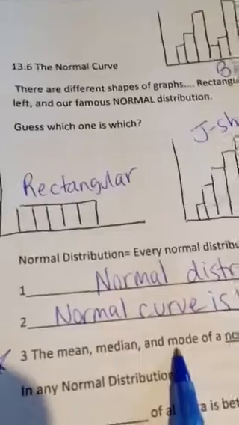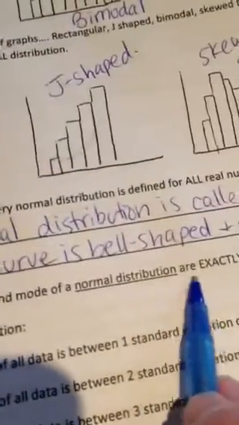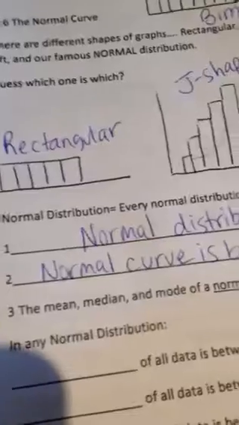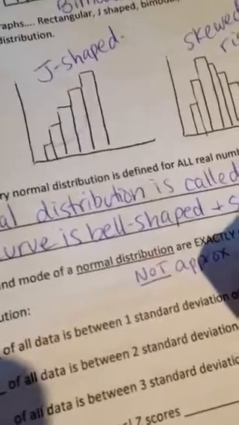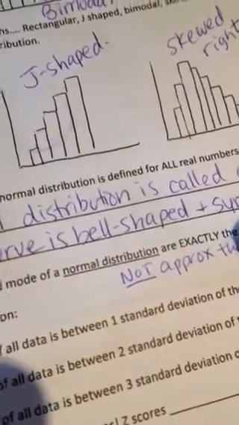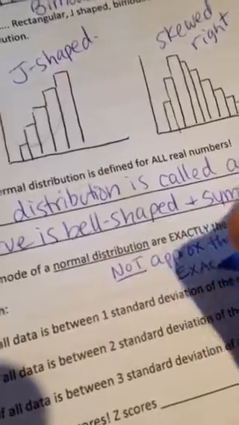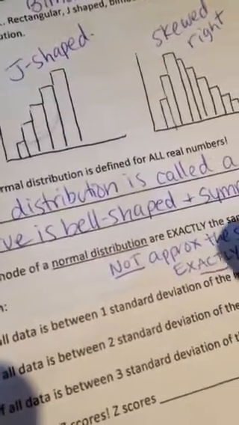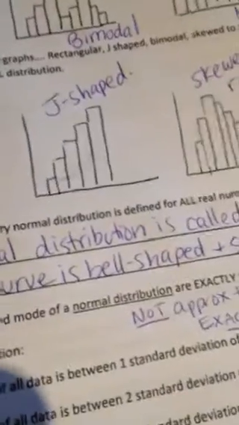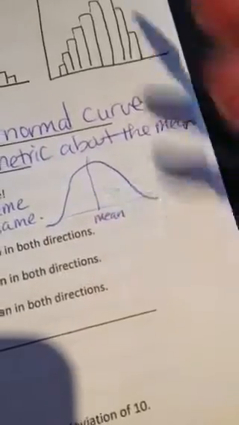So star number 3: the mean, median, and mode, if it's a normal distribution, are exactly the same number. Put in your notes, it's not approximately the same. It's exactly the same. That's different. So it's not pretty close, it's exactly the same. So that kind of comes up on your quiz. So not only is the mean right in the middle of a normal distribution, but the mean, median, and mode are all the same number, and they're right smack dab right here in the middle. Okay?